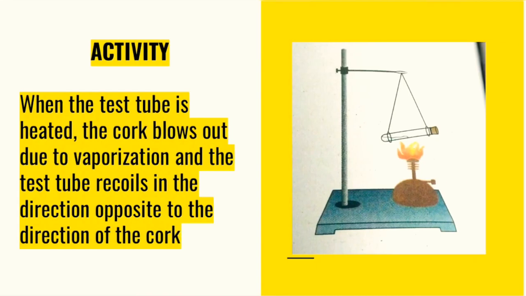In this activity, a glass test tube is taken with a small amount of water in it and a stop cork is placed at its mouth. After suspending the test tube horizontally by two strings of wire, it is heated with a burner till the water vaporizes and the cork is blown out, pushing the test tube in the direction opposite to the direction of the cork. This is again conservation of momentum.